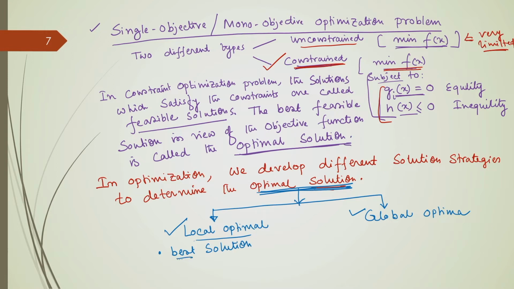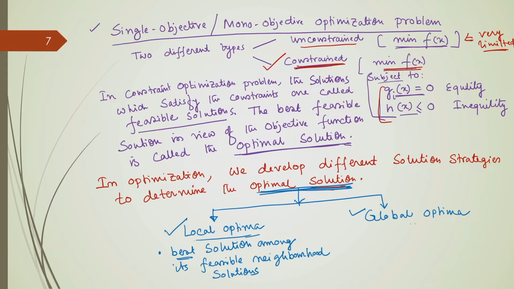Now, how do you define this best solution? In view of the objective function, in view of the function f. So, the best solution among its feasible neighborhood solutions. Okay. So, local optima or local optimal solution, or simply local optima, are those solutions which are the best solution within its neighborhood.